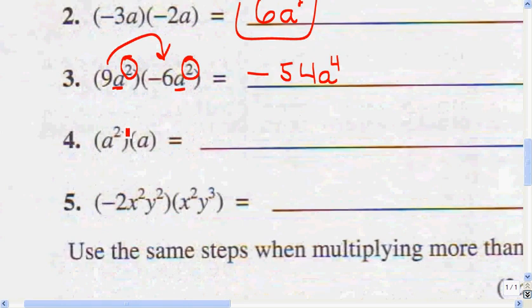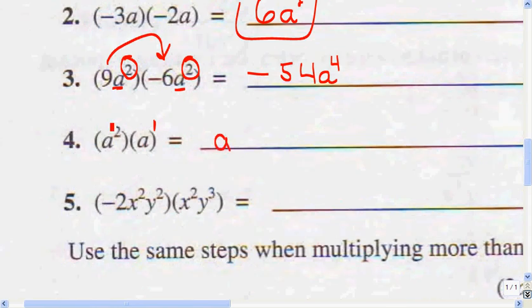Here, figure out the sign first. The sign is positive because they're both positive. And then here, all we got to do is add the exponents. So a squared times a, we add the exponents to get our answer. 2 plus 1 is 3. So we get a to the 3rd power. Remember, when you're multiplying, you add the exponents.